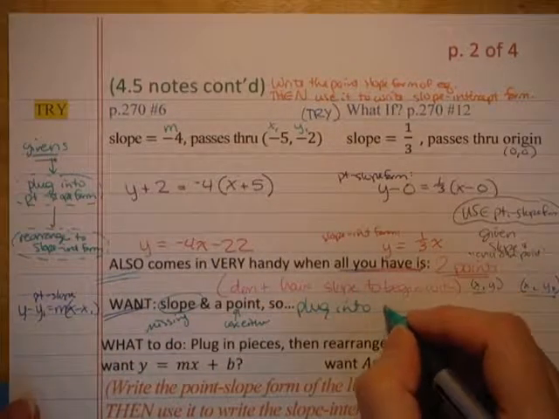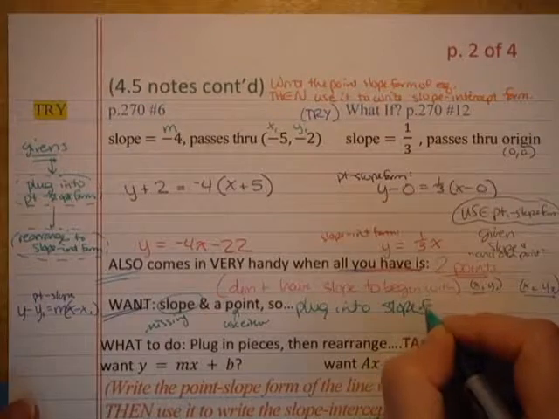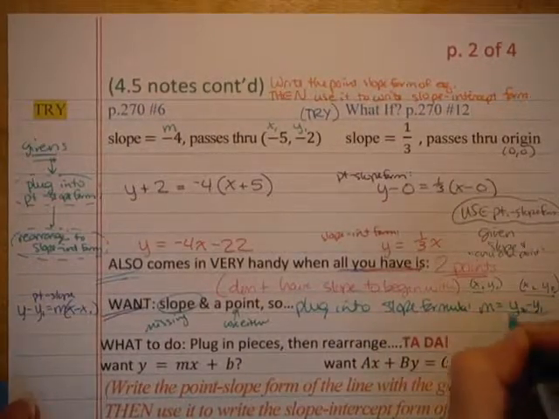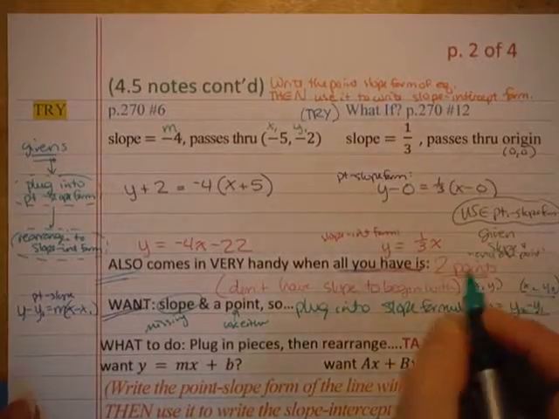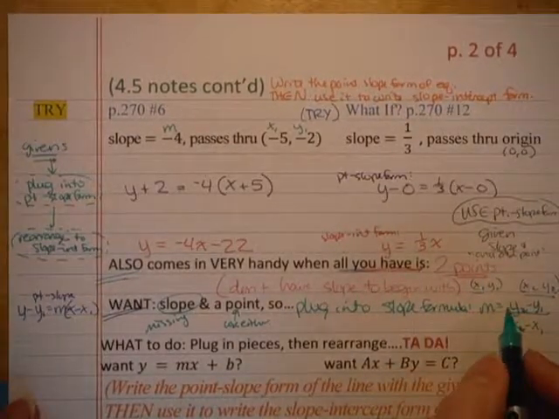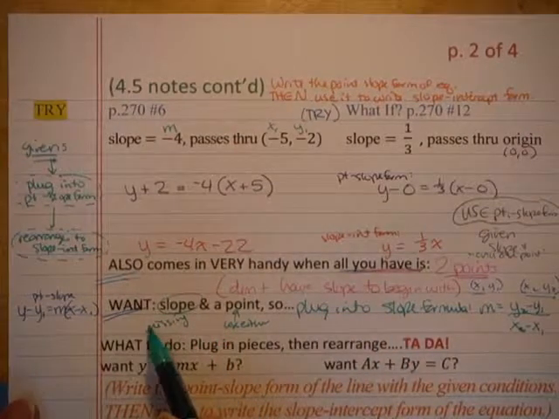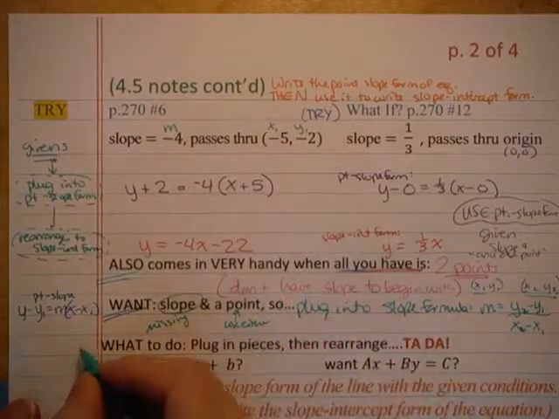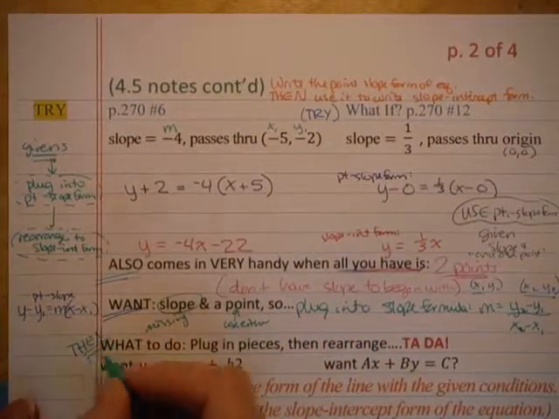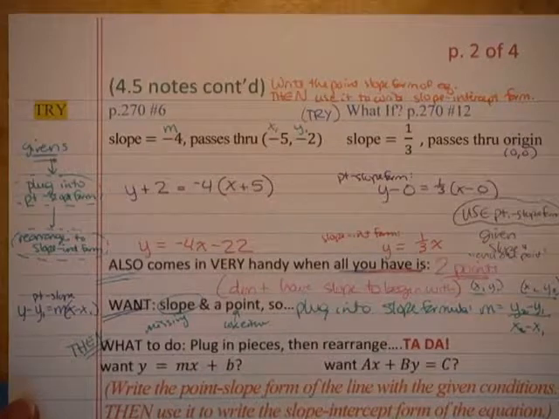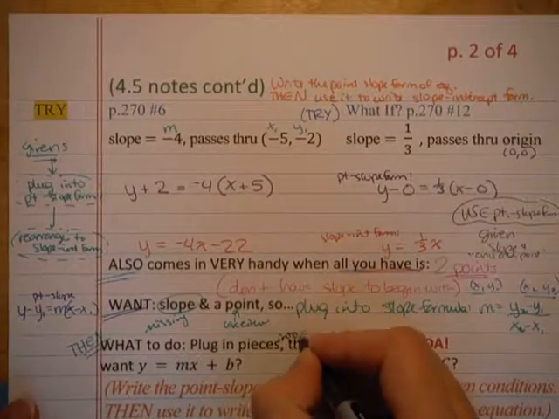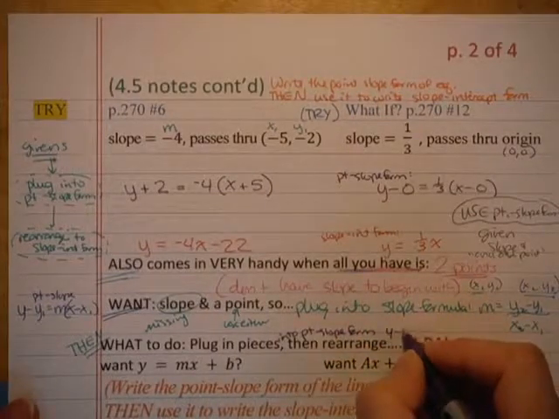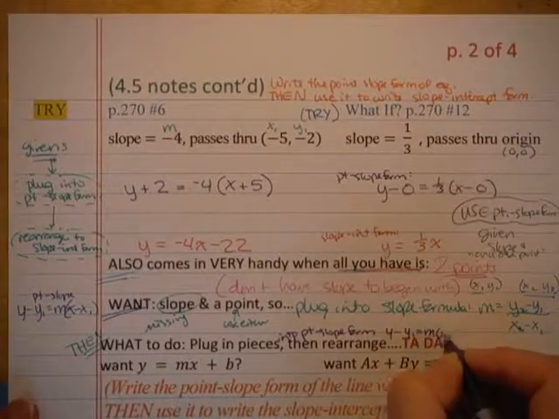So we plug into the slope formula. M equals y2 minus y1 over x2 minus x1. You find the slope between the 2 points. And then you can use the slope and the point. Then what we do just like usual is you'd plug the pieces into point-slope form. Y minus y1 equals m times x minus x1.